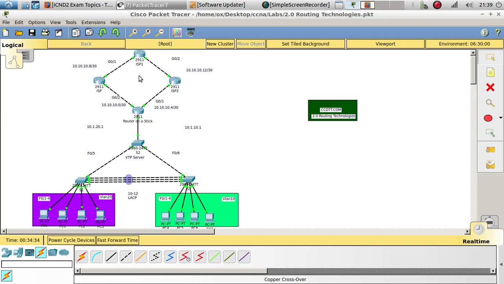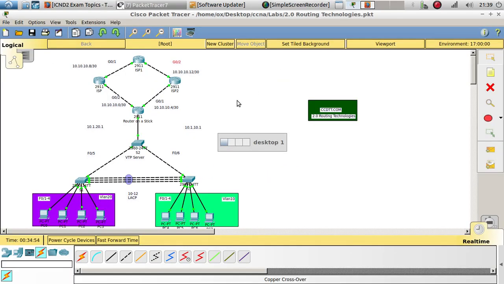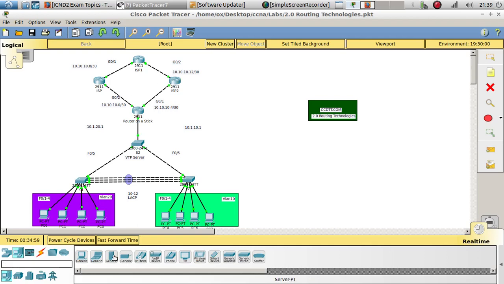So now what I actually want to do is, if we take a look at what else we need to do with the router on a stick, OSPFv2, EIGRP IPv4 should be next. So let's go ahead and do that as well. So if you go over here, I want to add another router. Actually, let's add two more routers. So this router over here and this other router over here.